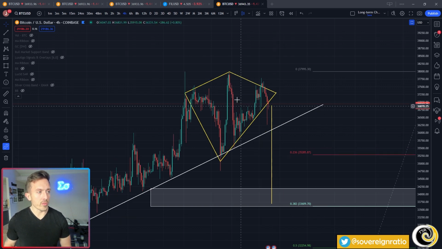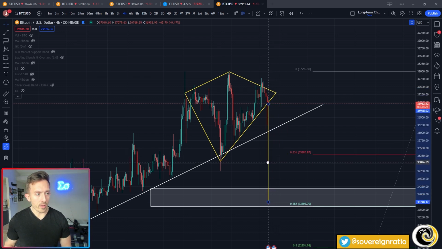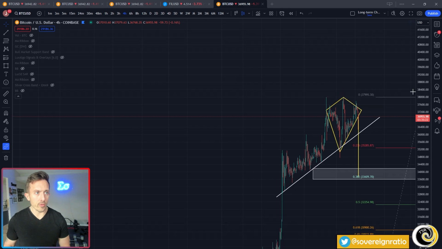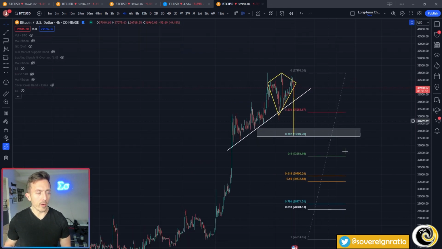So what you do is you essentially take a line from the top of the diamond to the bottom of the diamond, which I've already done here, and then you put it at the breakdown point. So in this particular case, a bearish scenario matches pretty well with this 382 fib level. I'm going to zoom out a little bit so you can see where that comes from. That is the 382 of this entire movement from here to here.